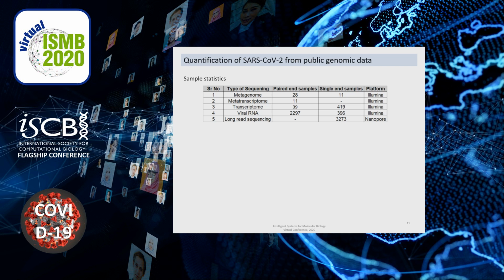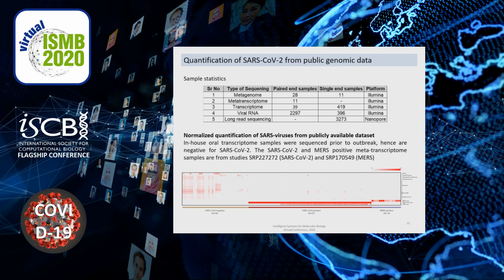Hence, we further go ahead with analysis of more than 6,000 samples, long and short read samples. Here I'm showing a snapshot or a shortened version of the analysis of transcriptome, in which we show specificity towards the SARS-CoV-2 and MERS separately, and the negative samples being in-house oral transcriptome samples.